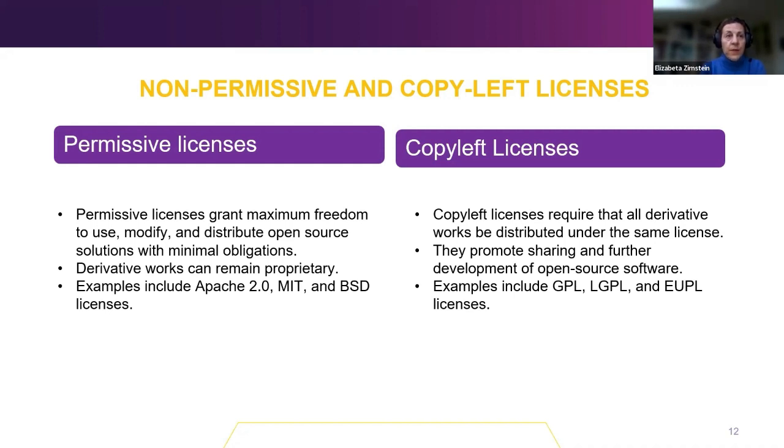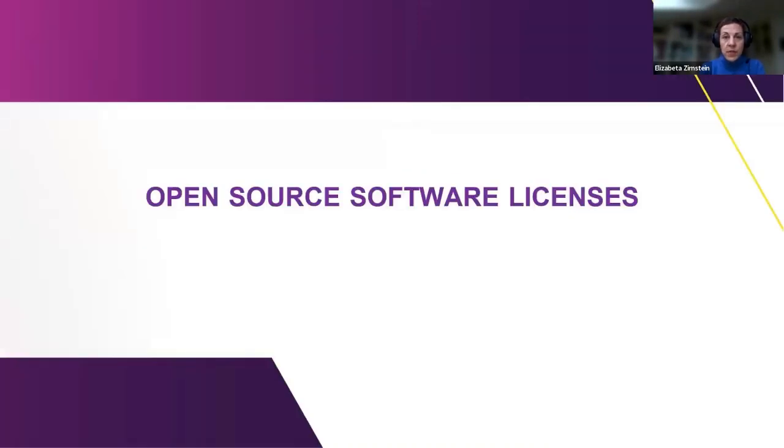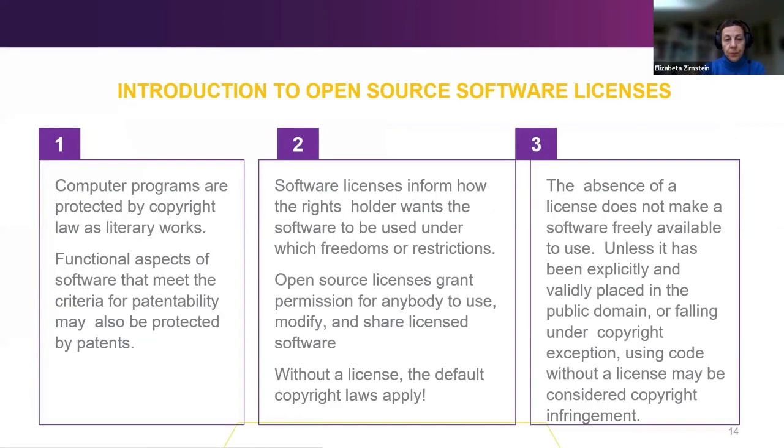So this was a brief explanation of the basics of open source licenses. Let's now continue with open source software licenses. Software, meaning computing programs, can be protected by copyright, which protects literary works. Functional aspects of a software that meet the criteria for patentability may also be protected by patent.